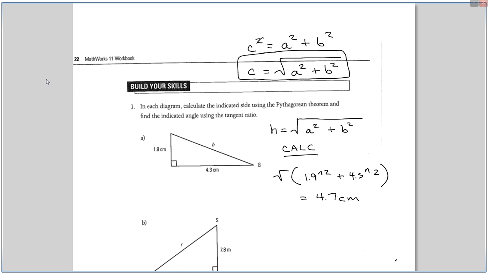Now to solve for the indicated angle, which in this case is g, g will be equal to the second function tan, bracket, the rise divided by the run. If you're in DEG mode, this will come out no problem. 1.9 divided by 4.3. Usually I just go to the nearest degree, and I've got 24 here.